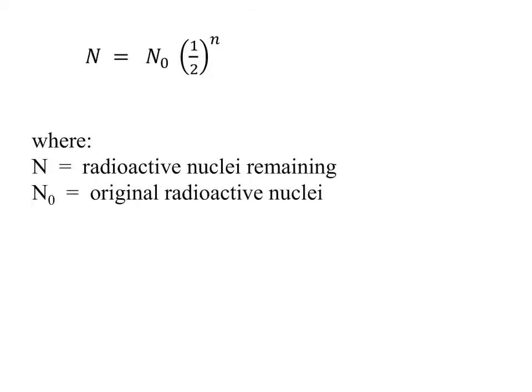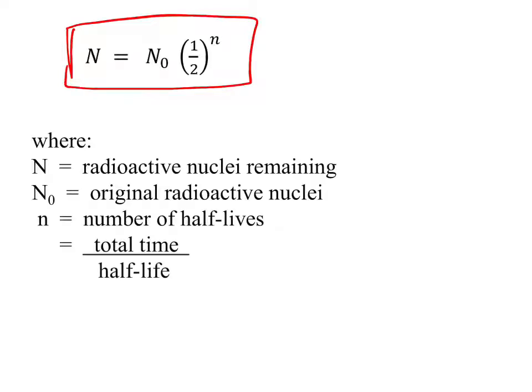So here is your equation, which again, I'm 100% sure that you have seen before, probably in your math classes. But N is the radioactive nuclei remaining, and N naught is the original amount of radioactive nuclei. Multiply that by 1/2 to the power of n, and n is just the number of half-lives that have happened. So if you do need to take that further into what is a half-life or how much time has passed, to get the number of half-lives is just the total time divided by the half-life.